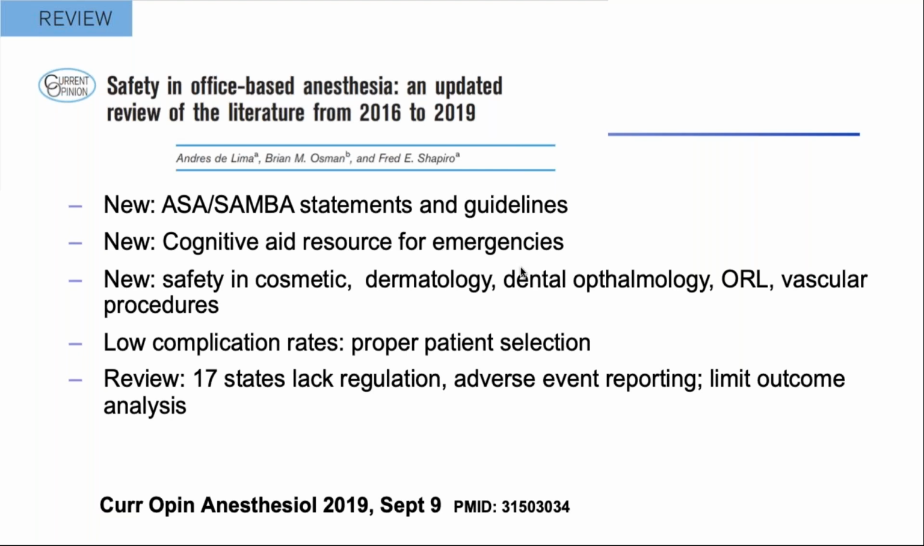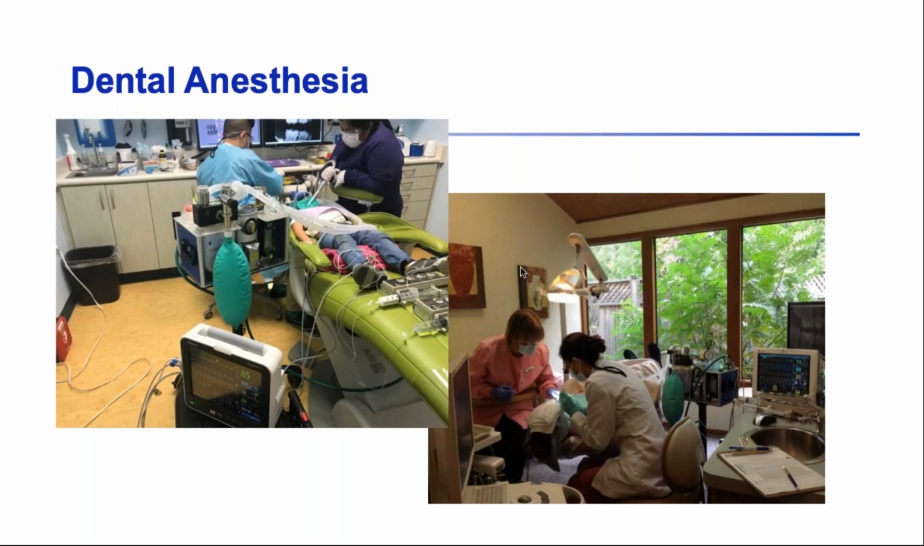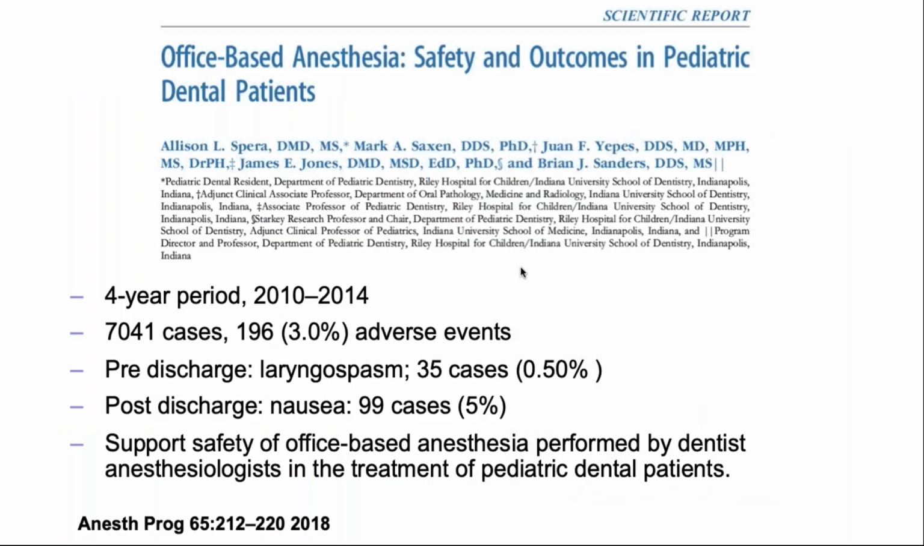In the dental anesthesia literature, Allison Spira looked at the ASA closed claims data for dental cases over a 4-year period from 2010 to 2014. She looked at 7,000 cases, with 3% adverse events. Prior to discharge, the main event was laryngospasm, and post-discharge, the main event was nausea. So this article basically supported the safety of office-based anesthesia performed by dentist anesthesiologists in the treatment of pediatric dental patients.